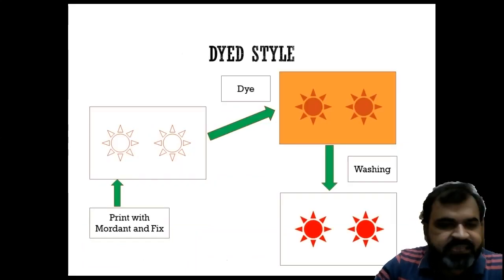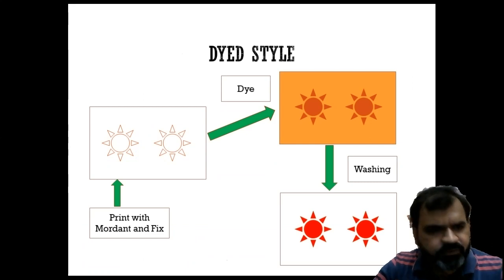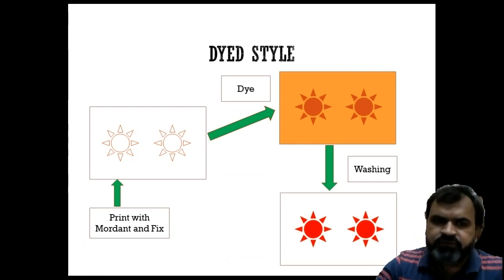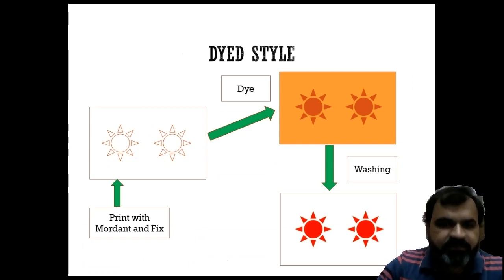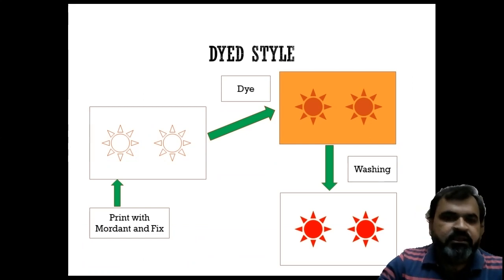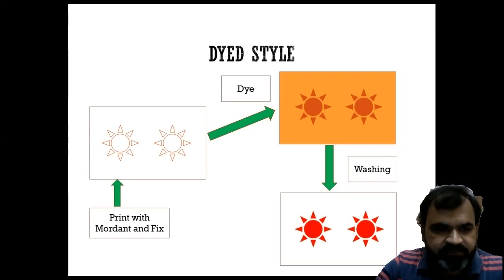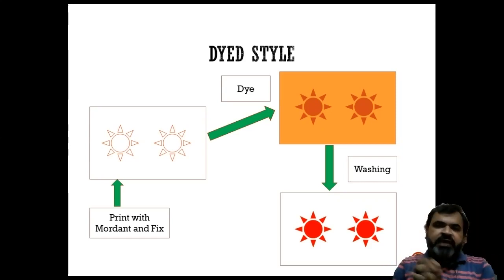This is the dyed style. In this, generally we are using those dyes which are not suitable for the particular fabric. That means acid dye is not suitable for cotton, basic dye is not suitable for cotton. So we are using a mordant here to fix the dye on our fabric. So the fabric is first printed with the mordant in your paste. Then you go for dyeing. What will happen: the printed area where the mordant is present will stick with your dye molecules and the other ground will be stained only.